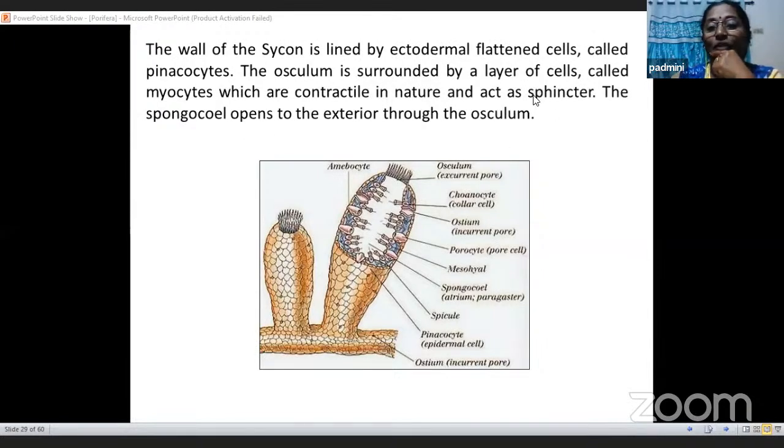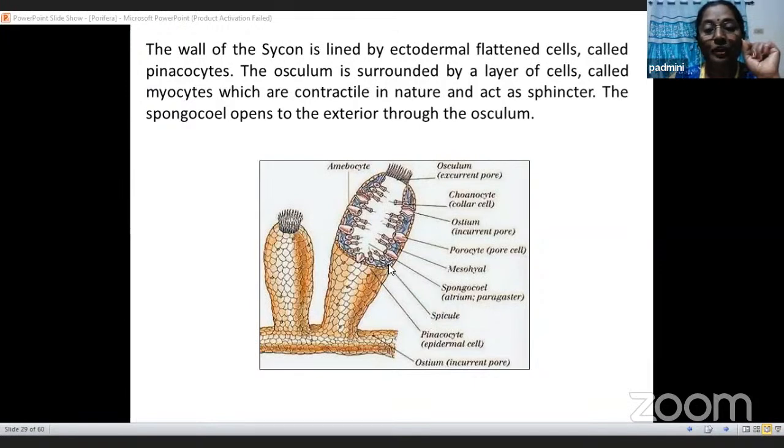So they act like a sphincter, something like a valve which closes and opens, and they open to the exterior, that is the osculum. So again, same thing. I don't have to talk much about it because I've already spoken about the structure in the general characters. I'll just go through it a little bit fast over here.